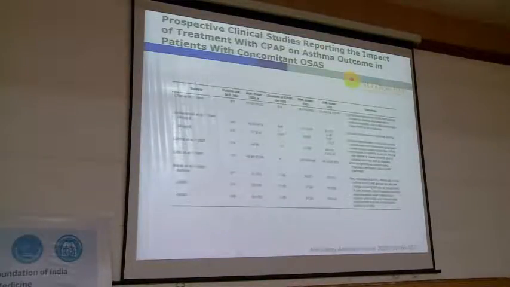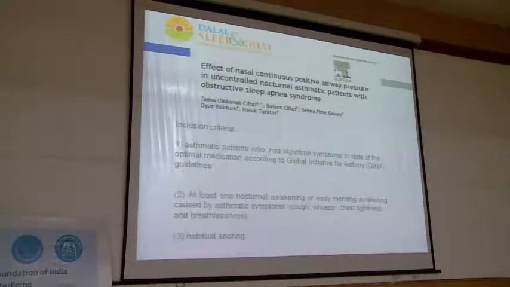And of course we know that obstructive sleep apnea is one of the most important phenotypes in the approach to difficult to control asthma. So these are some of the studies which showed the impact of CPAP treatment on asthma outcomes with concomitant OSA. What it showed was a reduction in symptoms, reduction in bronchodilator usage, improvement in lung function, and also improvement in quality of life.